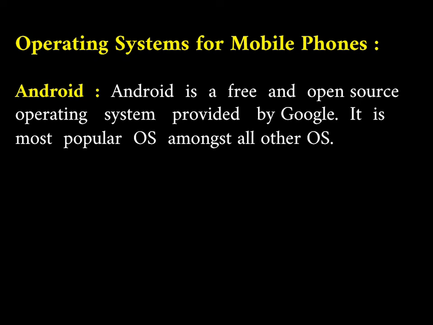Most of the people are using Android, and Android is a free and open source operating system provided by Google, and a lot of features are there in Android. That's why people like Android more than the Apple phone, or the BlackBerry, or the Asha operating system that is there in Nokia, and then iOS. So Android is the most famous operating system right now in mobiles.